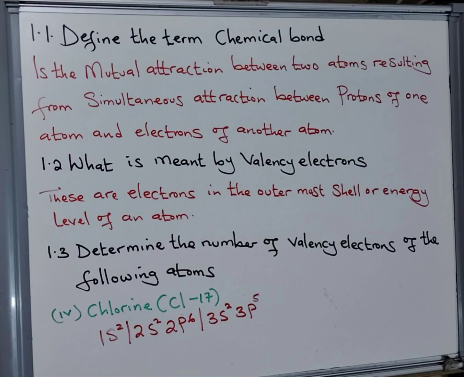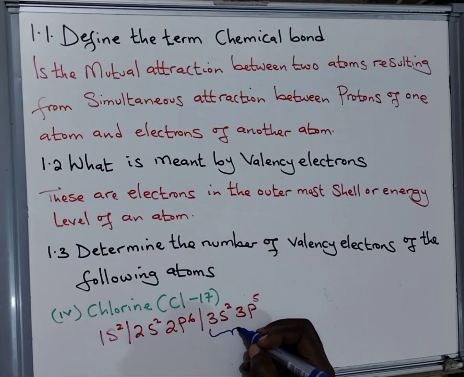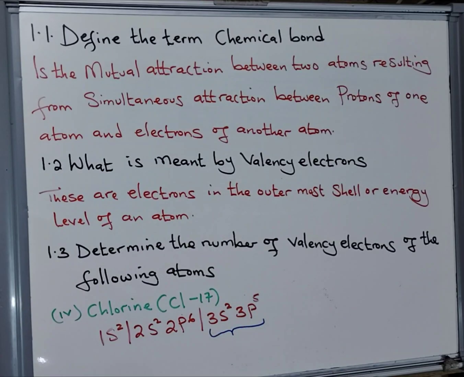Yes. Then we need to remember that what you have here are the valence electrons for chlorine. So chlorine has 7 valence electrons.